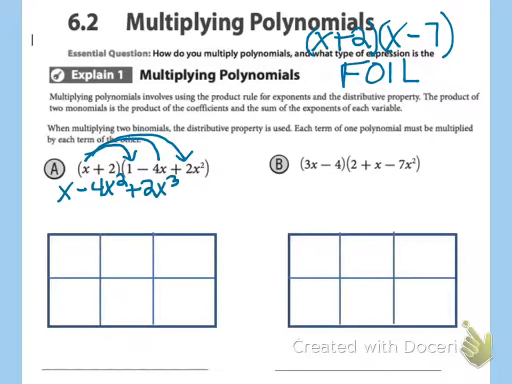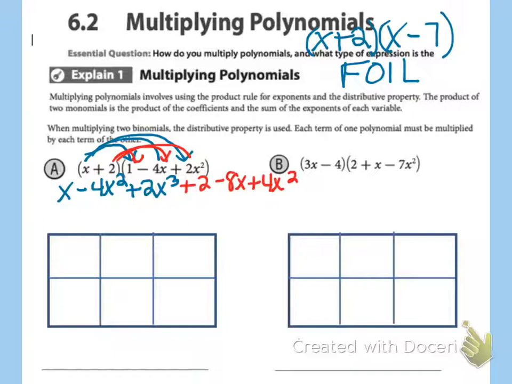I'd take the 2 now and I'd distribute that. So take the 2, distribute to the 1, and I get 2. I take the 2 and distribute to the negative 4x, I get minus 8x. And the 2 distributed to the 2x squared, and I get 4x squared.